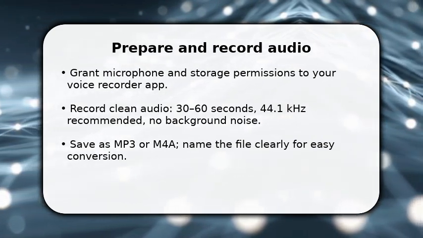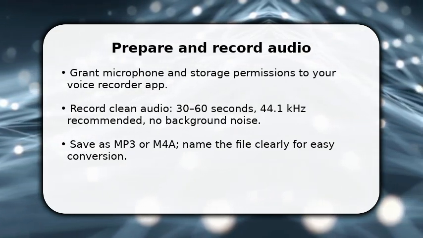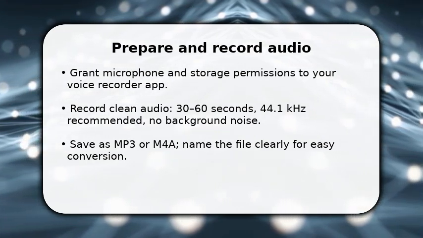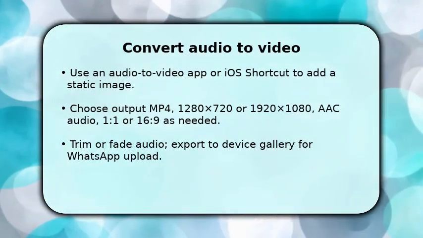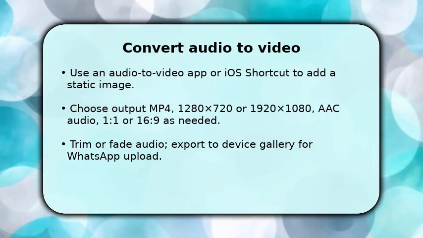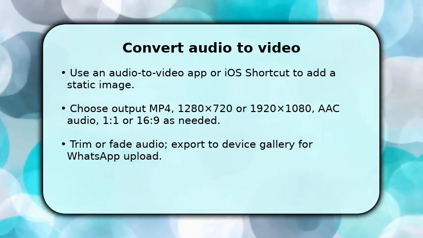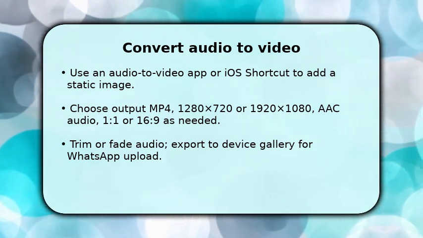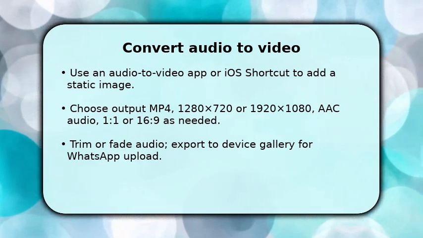Make sure volume levels are steady when you export, so the later video will have consistent audio and no clipping. Next, convert that audio file into a short MP4 video, because WhatsApp status accepts video but not raw audio. Open an audio-to-video converter or shortcut, pick a static photo or black image, set MP4 output with AAC audio and 720p or 1080p resolution, then attach your MP3/M4A.